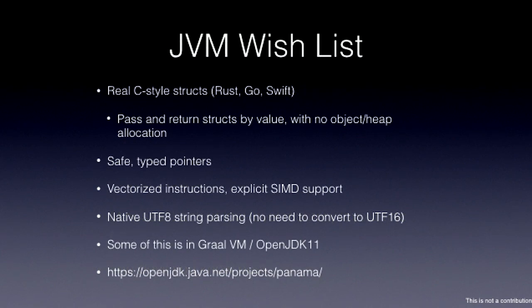There are a couple of things that would be really nice. I have a JVM wish list for things that would help out a lot, such as having value classes. Scala does have a value class, which helps, but it's not a true value class. Having safe typed pointers would be a big help. There are other things like native UTF-8 strings that are coming to future versions of the JDK that would also help. Some of it is in Graal, which has been talked about several times in this talk. A lot of it is in Project Panama, and some of it, I'm not sure when it's coming.